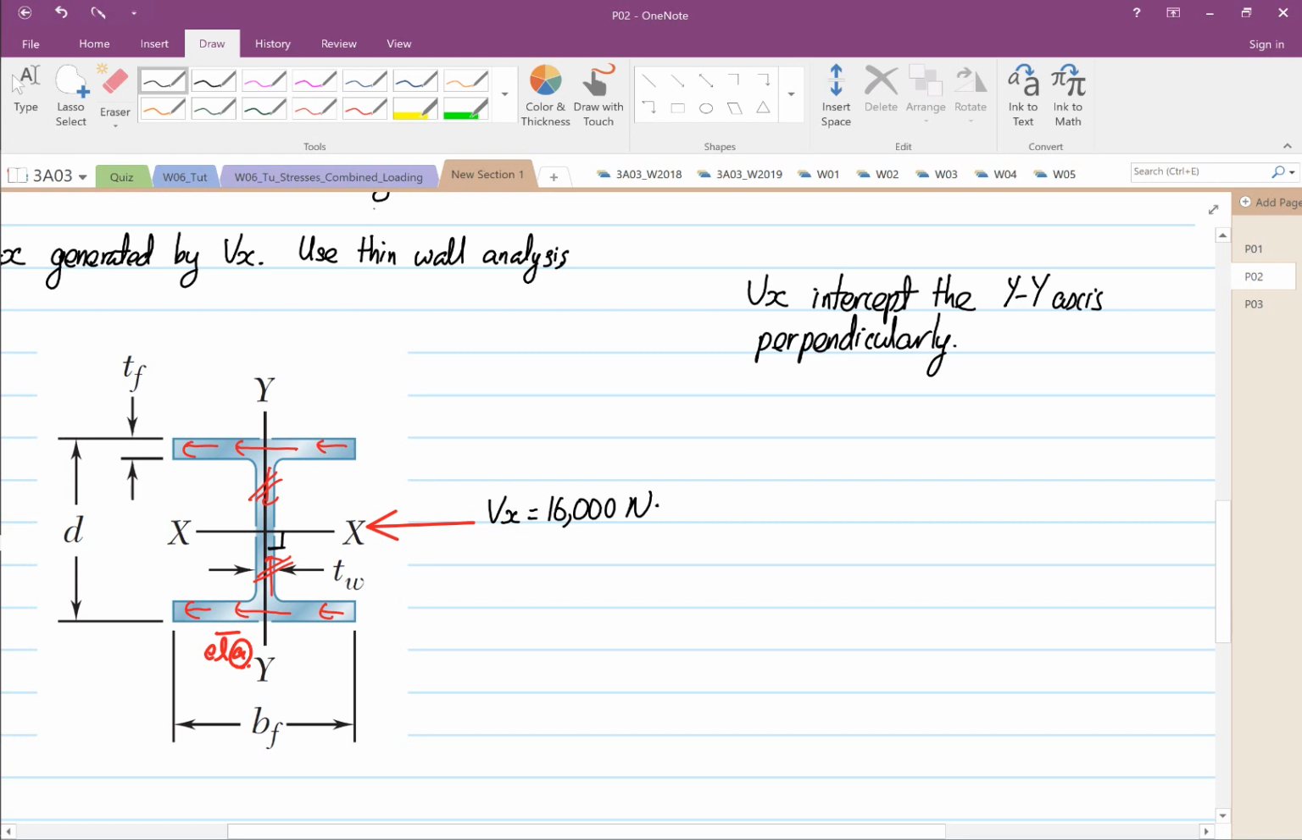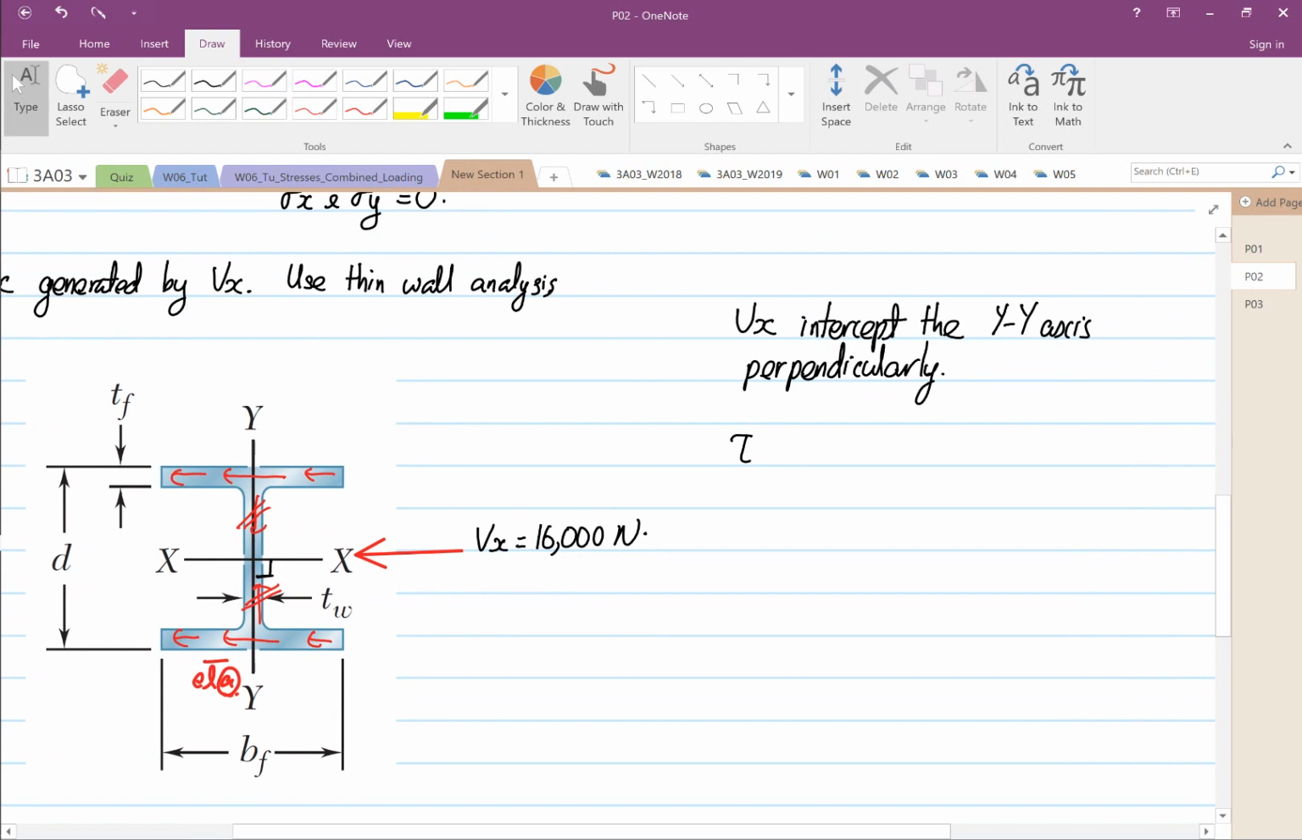So we know that this over here is a shear, right? Because shear Zx is equal to Vx times Q over Iyy, the first moment of area about the y-axis, divided by thickness, right? So we're going to take the first moment. So what do we know? Vx is equal to 16,000. This is what we know.